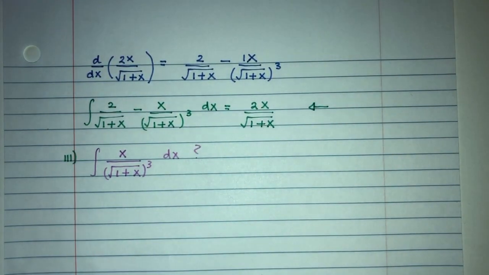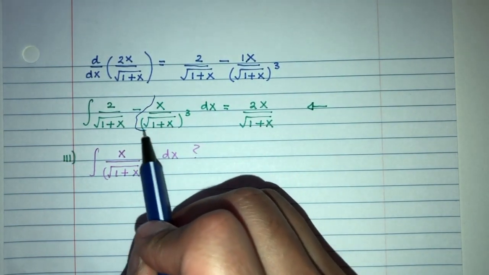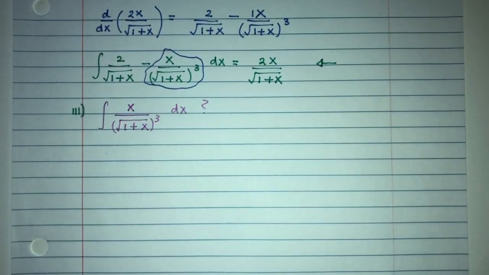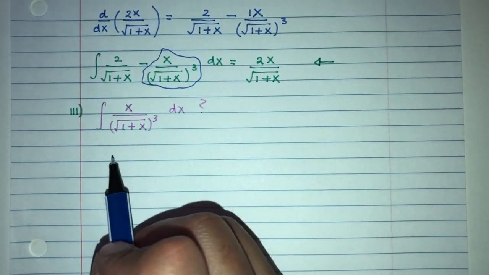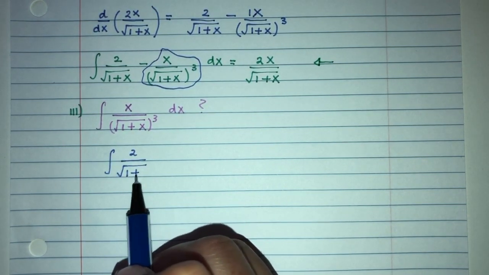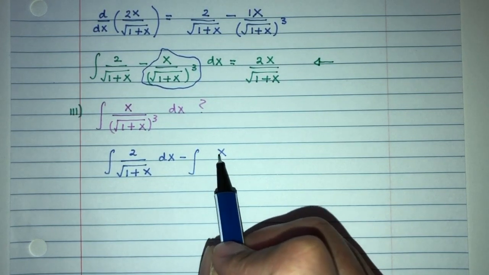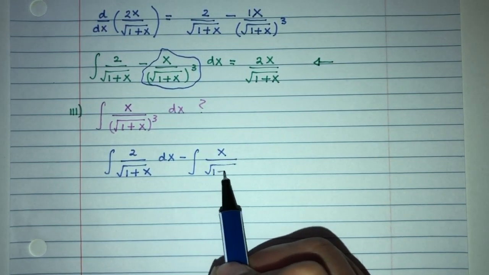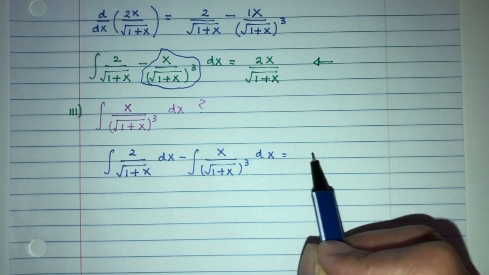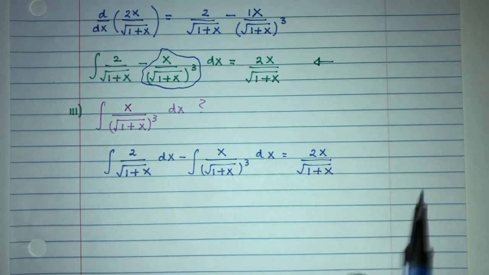So where do you see this? If you observe, this is clearly this one. So we have to make this become the subject of the formula. Step by step, we can break this down. So this can be written as 2(1 + x) d/dx minus x over (1 + x)^3 d/dx is equal to 2x over 1 + x.